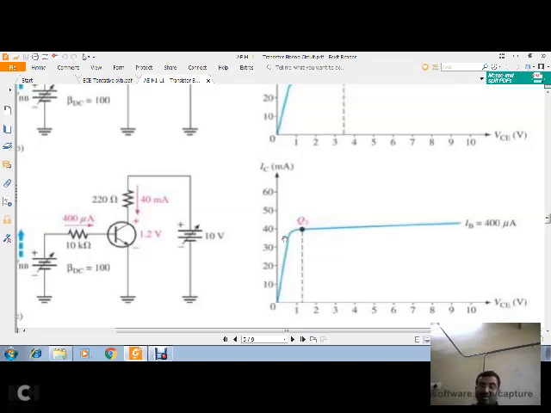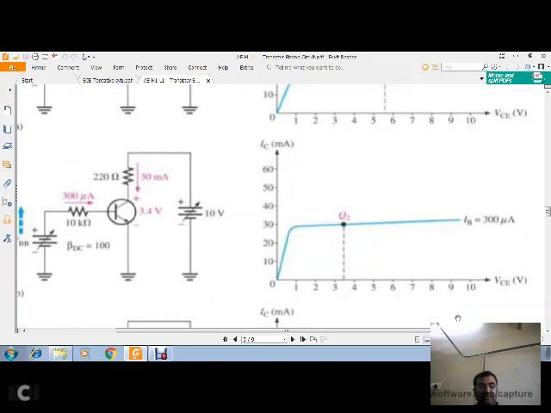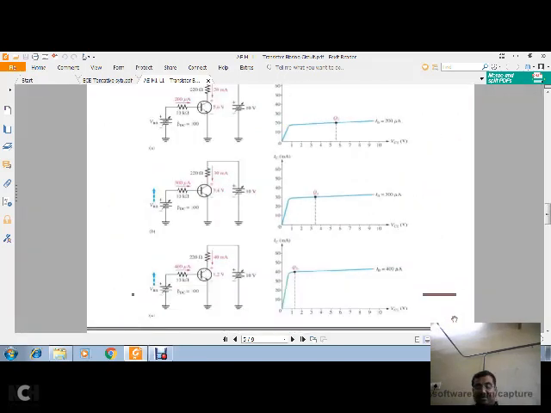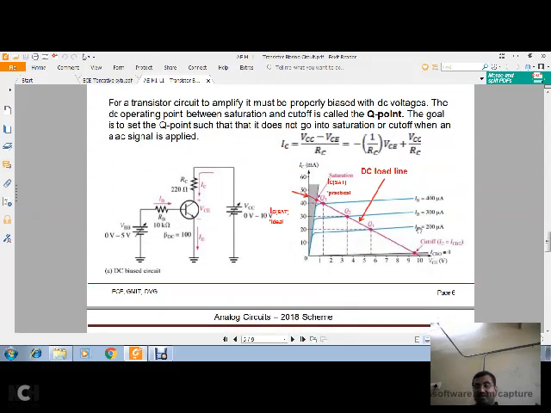Whatever comes to the left of this is the saturation region, we know that. Whatever comes here near the x-axis is the cutoff region. If you combine these three cases, you get this, right? See, for different IB values, right?